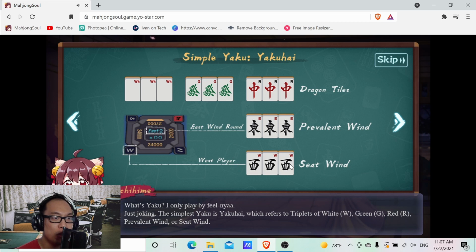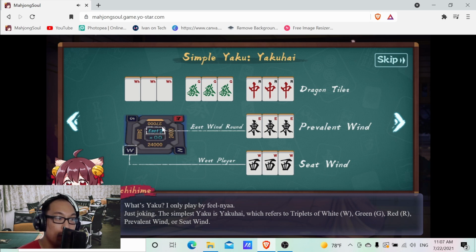There's also your seat wind. As you can see, this one is W, so it's West. That means if this person is West and they have a triplet of West in their hand, then they're going to get that as their yaku. So yaku can be small triplets like this, triplets of specific honor tiles. For example, if you're South but you have triplets of West in your hand, you can't make that a yaku, because obviously that's not your seat.